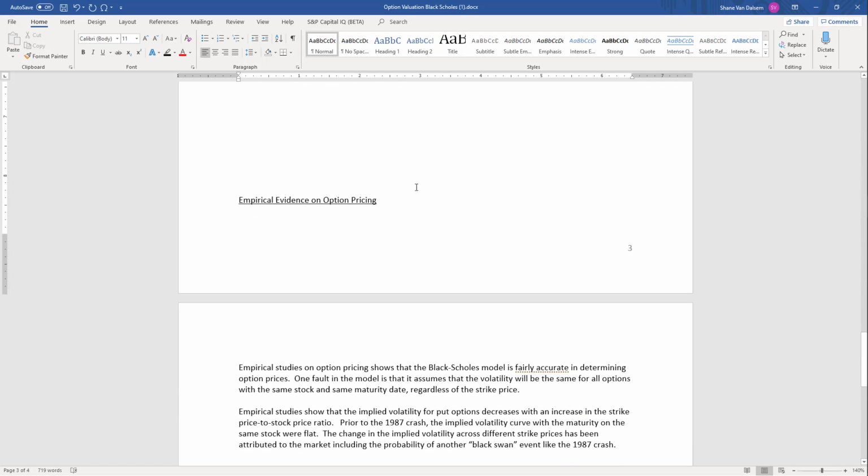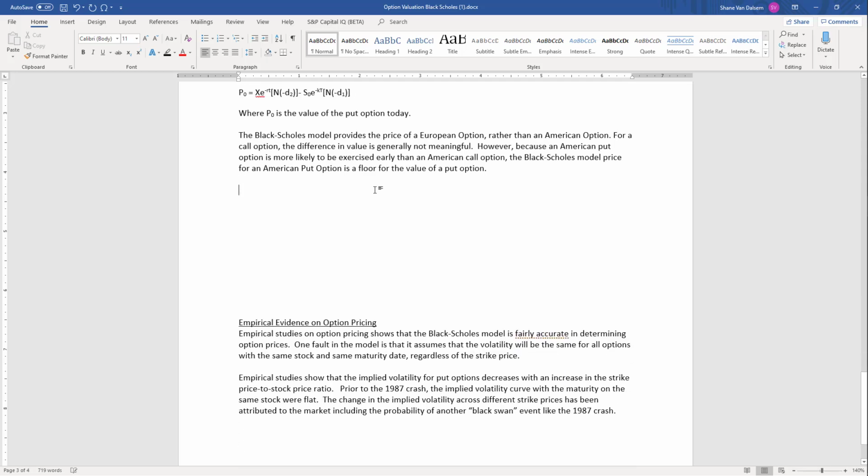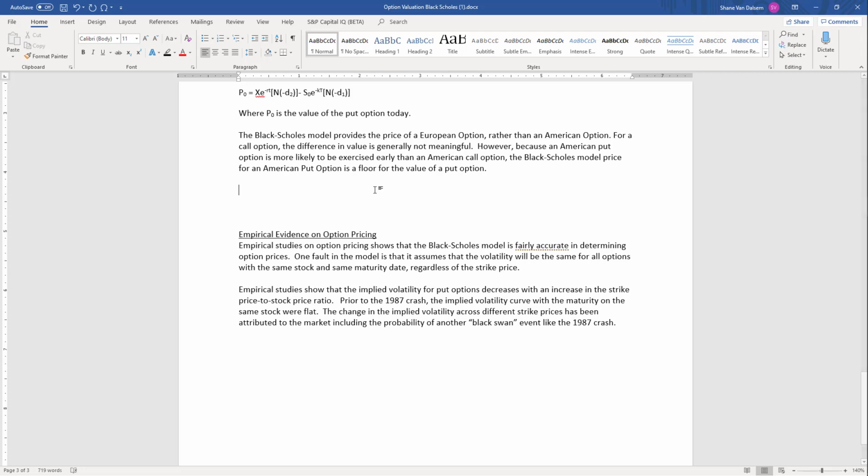I have one more thing down here. When I originally made up these notes, I made them up for working in class where we would have worked through some problems there. But again, I'm going to show you how to do this in Excel instead. So, empirical evidence on option pricing. Empirical studies on option pricing show that the Black-Scholes model is fairly accurate in determining option prices.